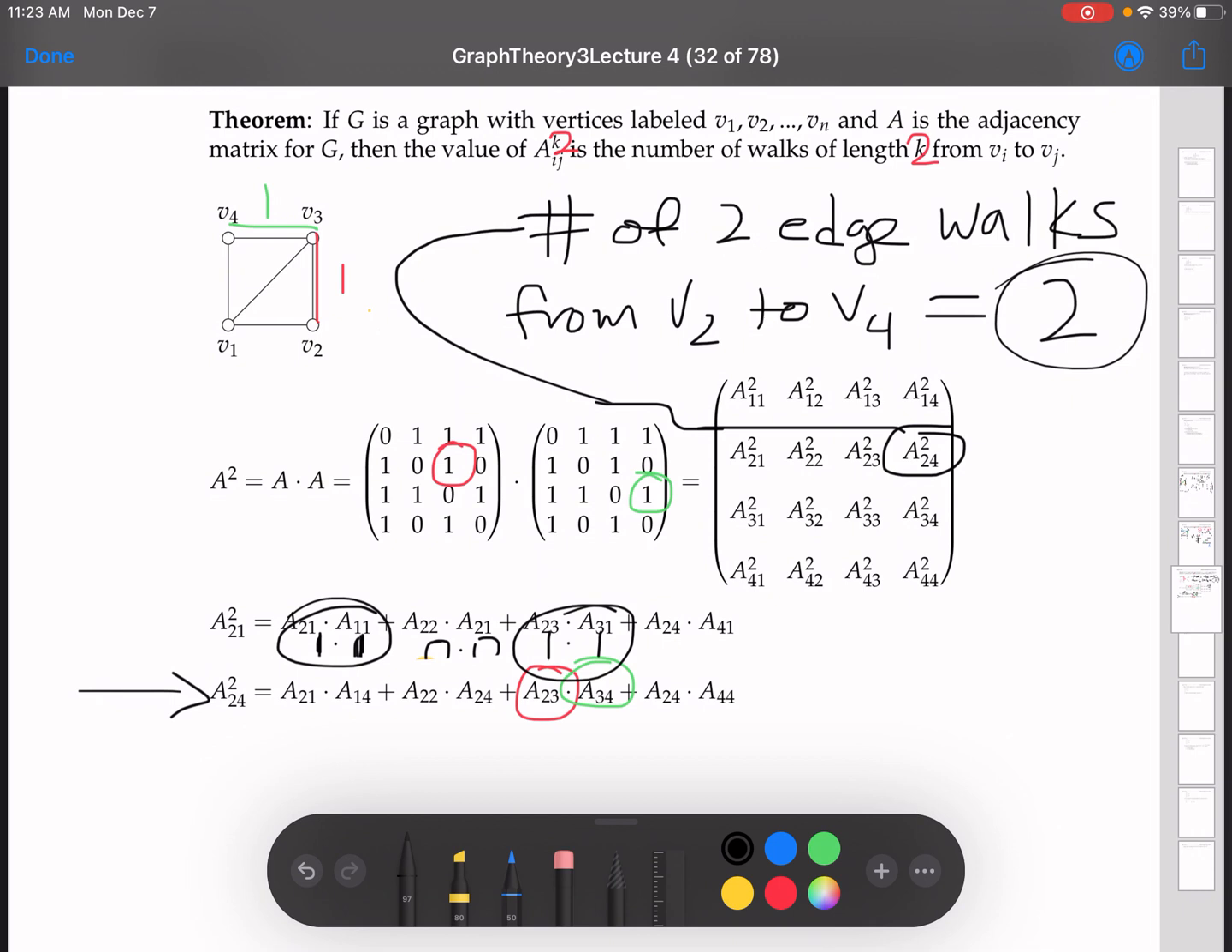So you can see this entry right here, this is going to have to be a 0. So why is that a 0? Let's see, 2, 4, and 4, 4. Yeah, both of those are zeros, huh? Let's see, 2, 4, there's nothing there. And 4, 4, nothing there.